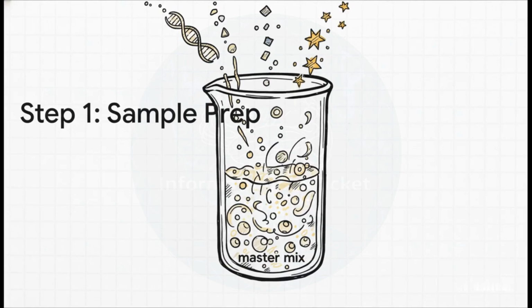All right, step 1, sample prep. This is actually pretty straightforward, especially if you're familiar with regular PCR. You just make a master mix, you put in your DNA or RNA sample, you add all the usual PCR stuff, primers, polymerase, all that, and then you throw in a fluorescent reporter molecule. That's the little guy that's going to light up later on if our target is there.